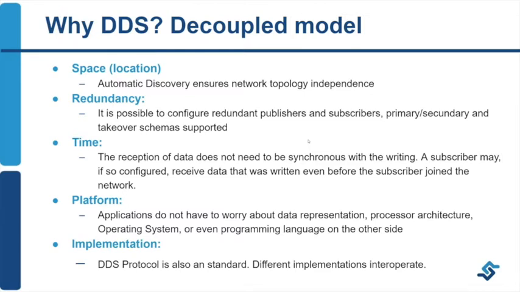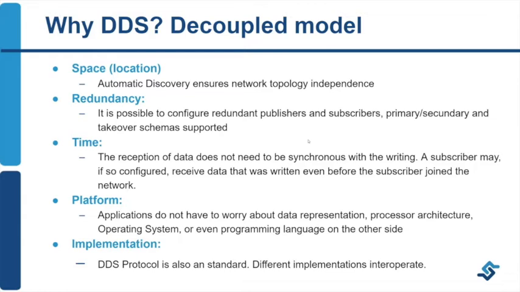When you have a working application, and you change your network topology, everything is going to be working again without any problems. Redundancy. It is possible to configure redundant publishers and redundant subscribers in primary, secondary, or takeover schemas. And this is really, really very easy. In the case of DDS, it's just one line of code. And usually in the typical client-server architectures or other middlewares, this is usually a nightmare to set up.